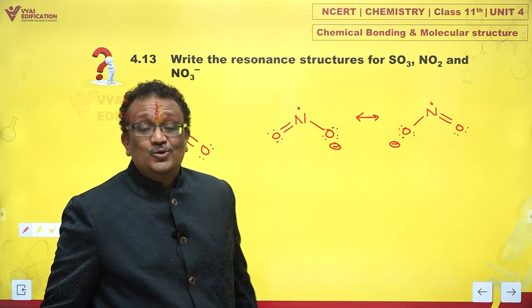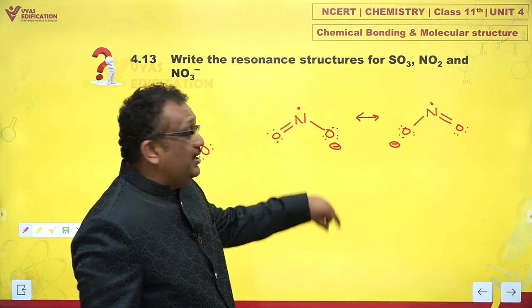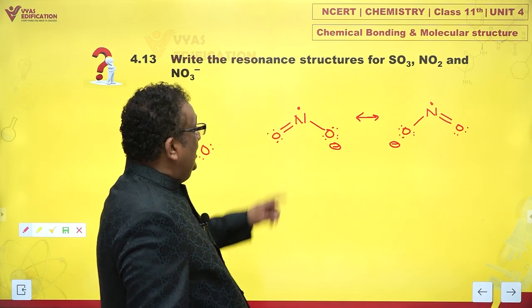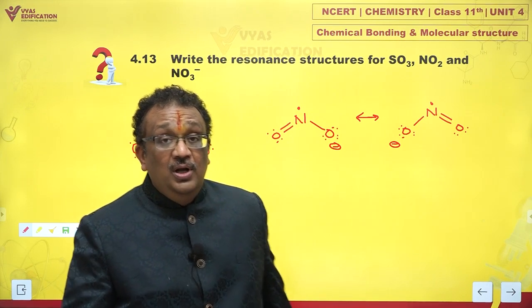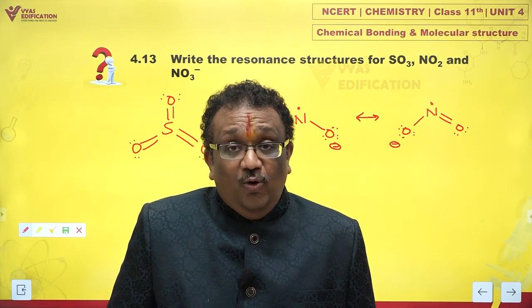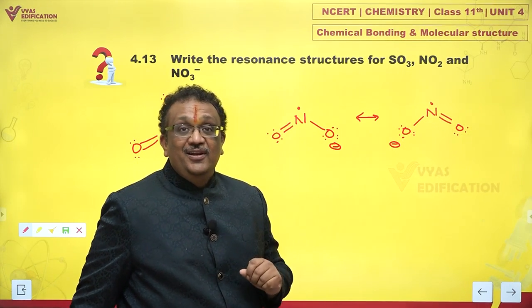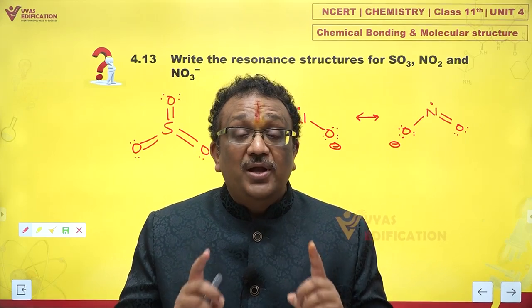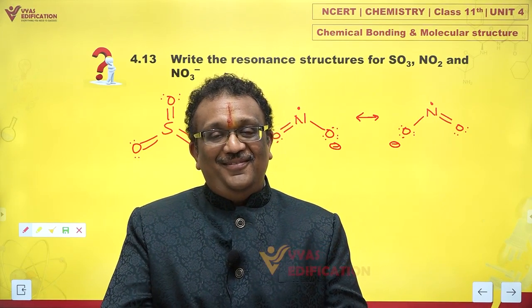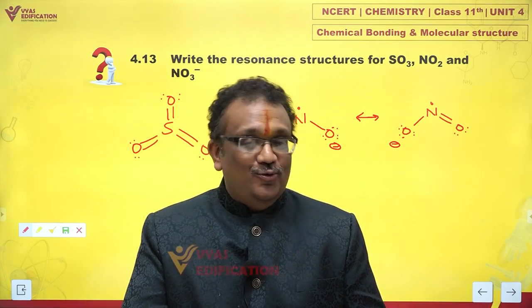Like this. So NO2 is actually a resonance hybrid between these two structures. Nitrogen carries an unpaired electron, and the bond order of the NO bond is neither 1 nor 2, it is in between. It is the average, 1.5. This is the structure of NO2.